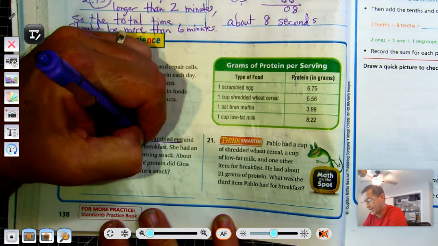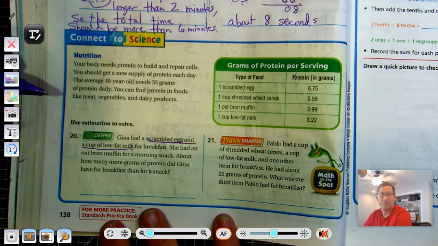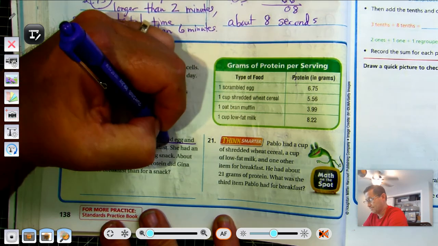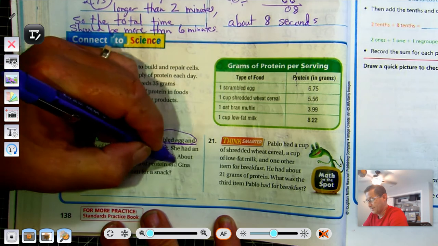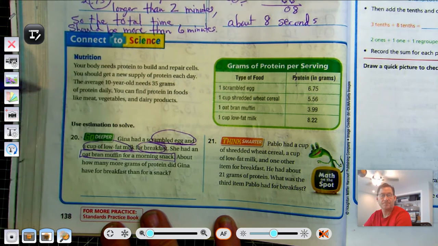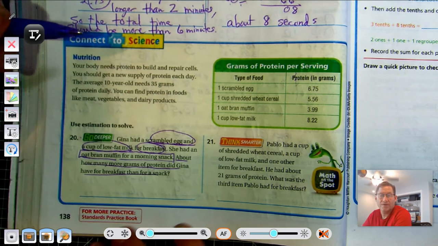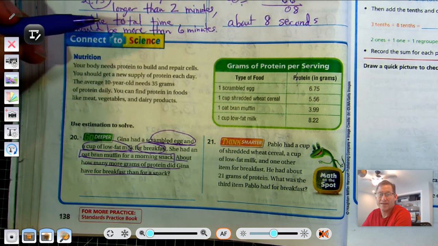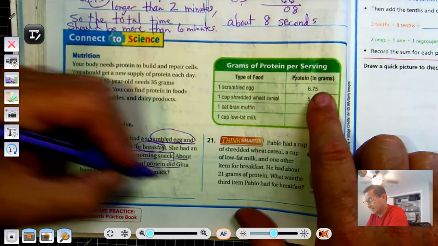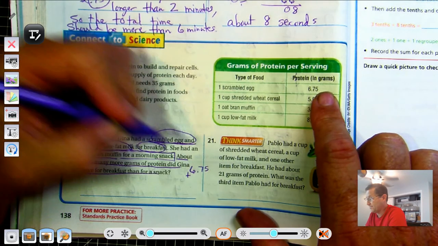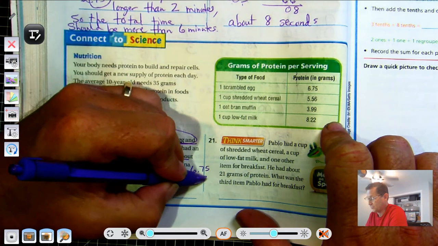Gina had a scrambled egg and a cup of low-fat milk for breakfast. She had an oat bran muffin for the morning snack. About how many more grams? So that's going to be a clue that I'm going to have to subtract. So let's figure out the scrambled egg and a cup of low-fat milk. Scrambled egg is 6.75, and a cup of low-fat milk is 8 and 22 hundredths.